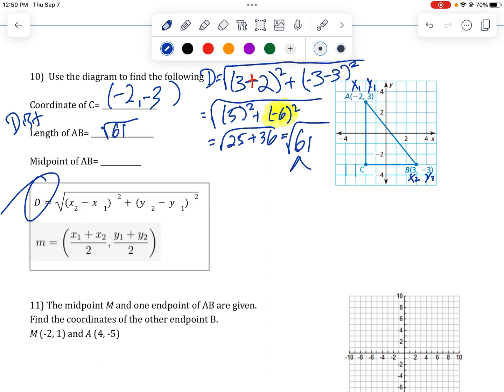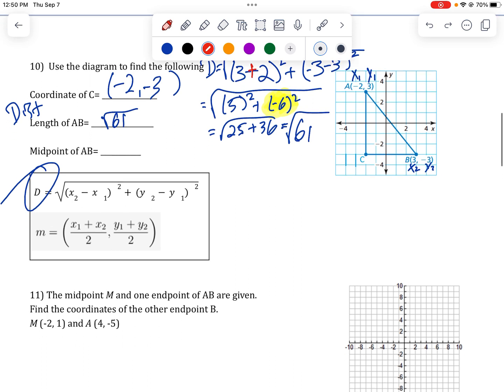I do want to check to see if there is a perfect square that goes into 61. Unfortunately, there is not, or fortunately, depending on how you look at it, there is not a perfect square that goes into 61.